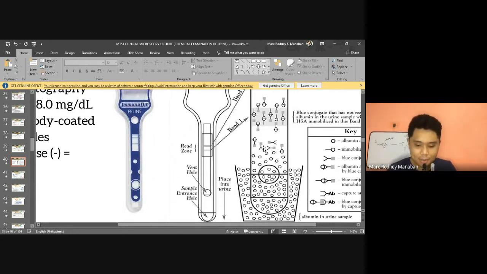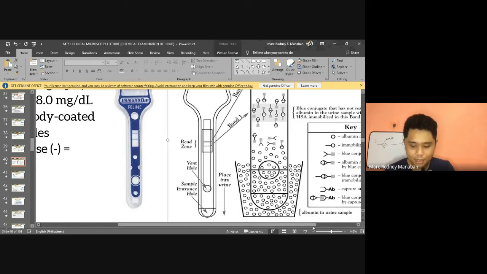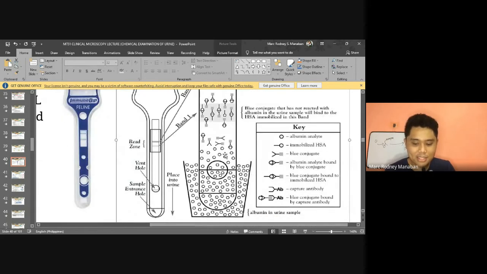Now, as you can see, diri pa lang daan sa vent hole or sa sample entrance hole, you can already see kaning square and kaning antibody. That's the antibody conjugate, all right? Blue conjugate na mga latex particles. So, it has an antibody, all right? Antibody and the enzyme na naka-attach to it, okay? Now, of course, kani sila mo-bind with albumin, okay? If albumin is present. Sorry. Ayan. If albumin is present.